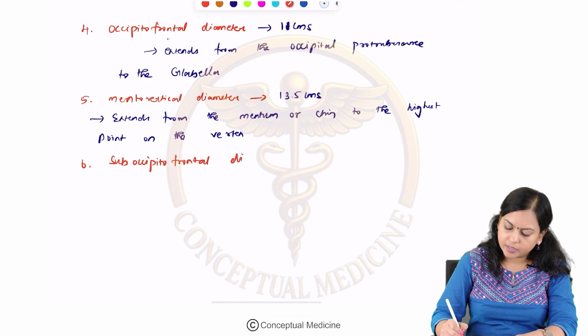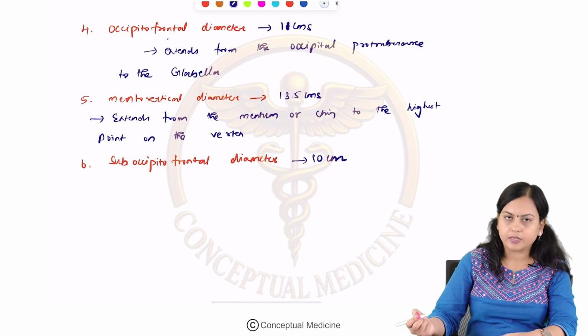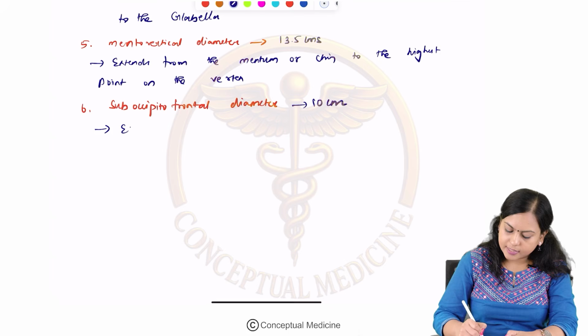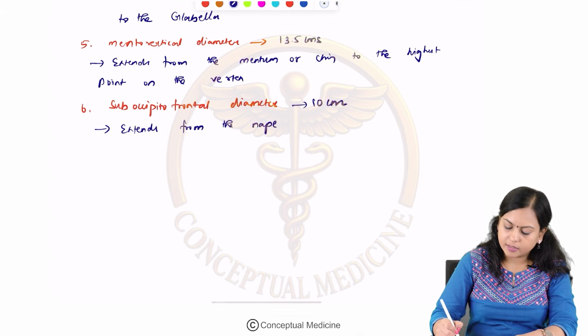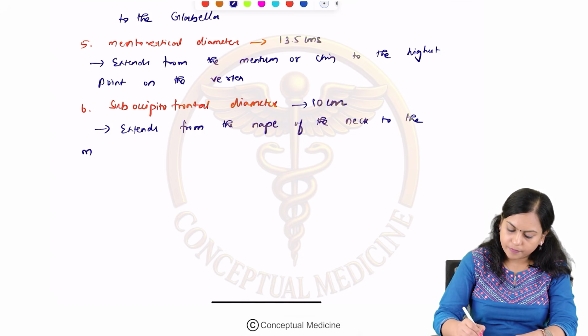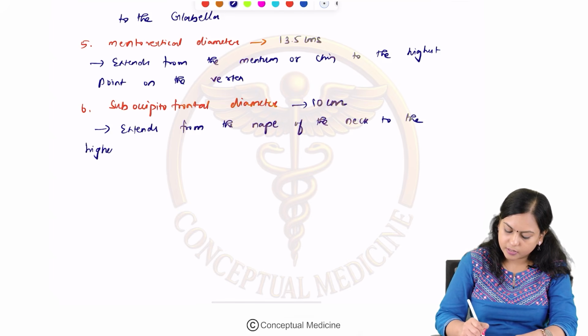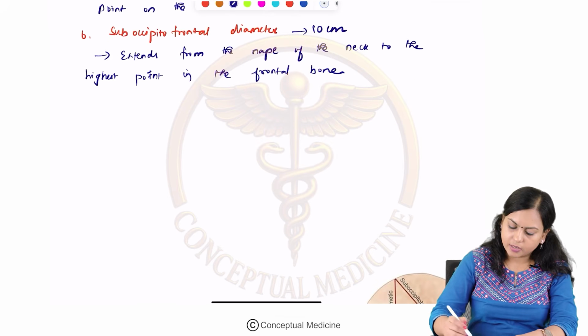Next diameter is the suboccipito-frontal diameter. This measures around 10 centimeters and it extends, okay, from the nape of the neck to the highest point in the frontal bone. Okay.